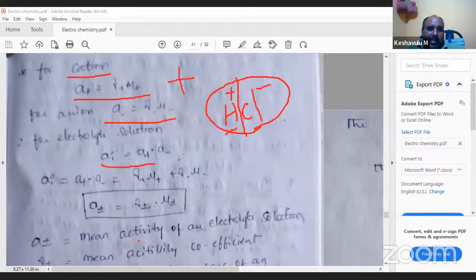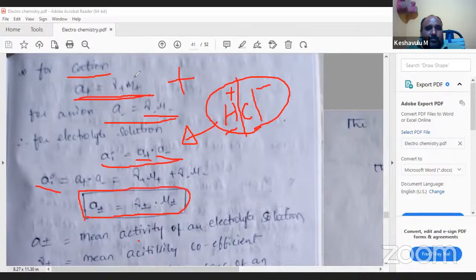That's why we can write the activity of this electrolyte solution as the product of the activity of the cation and the activity of the anion. So we know the activity of the cation is gamma plus M plus. We know the activity of the anion is gamma minus M minus. Therefore, the activity A plus or minus is equal to gamma plus or minus and M plus or minus.